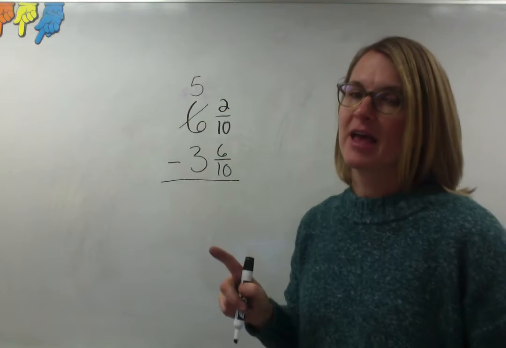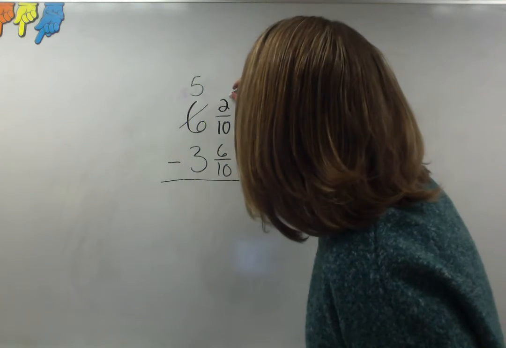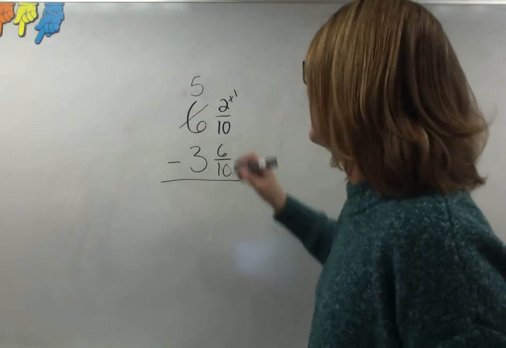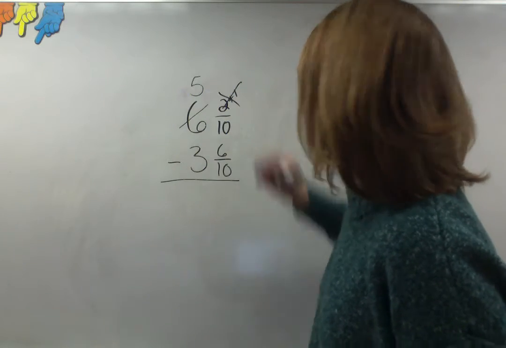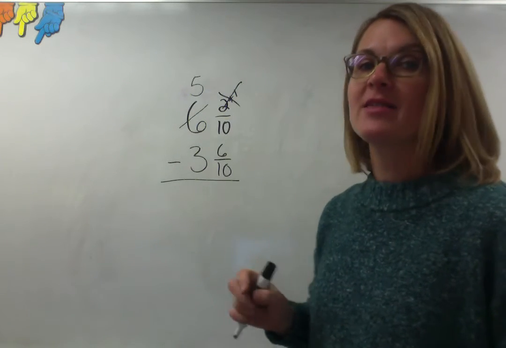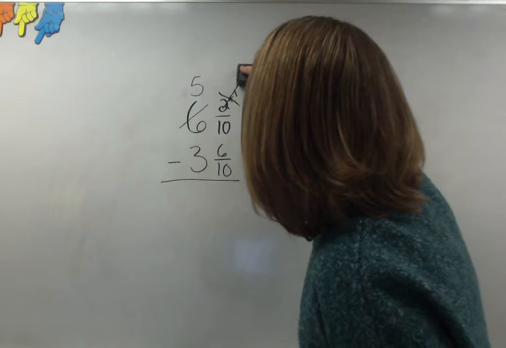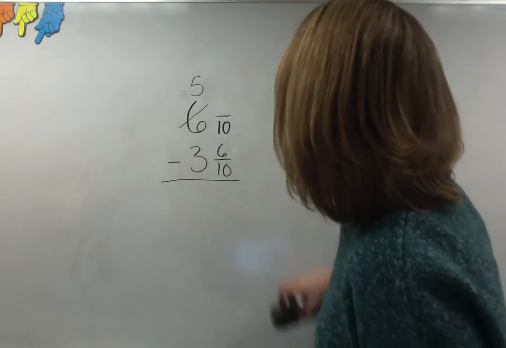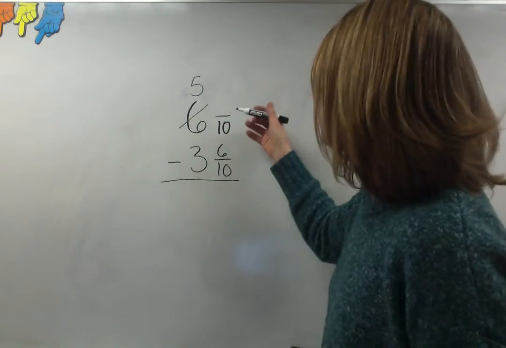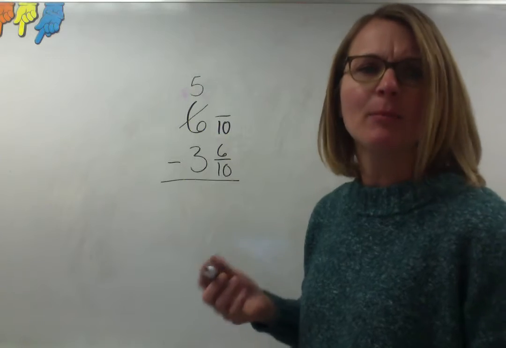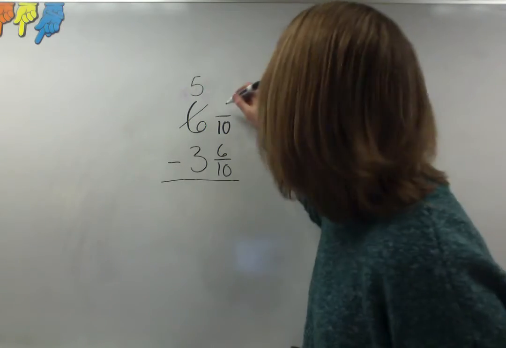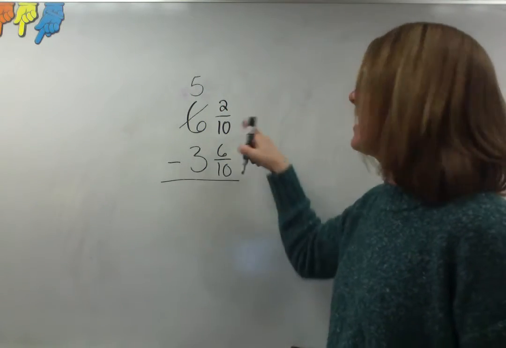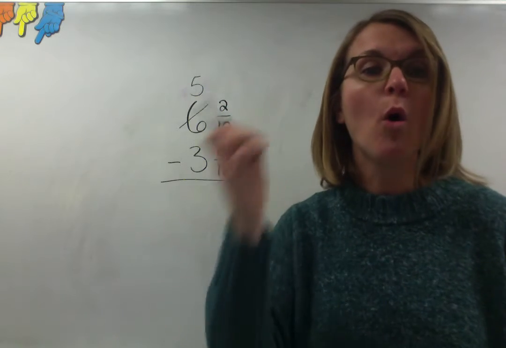Now here's the thing. I can't add 1 to 2 and get 3 tenths. I can't do that. Wrong, okay? The reason I can't do that is because if I added just 1 to the top, that would be like adding 1/10. And I'm not borrowing 1/10, I'm borrowing a whole. So I need to ask myself, if I have tenths, how much would a whole be?